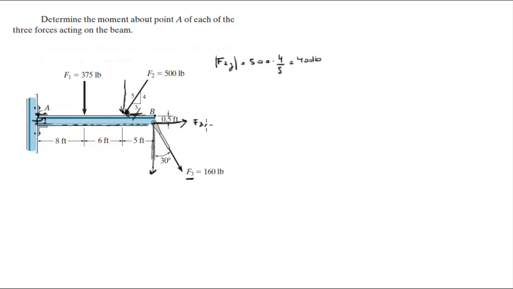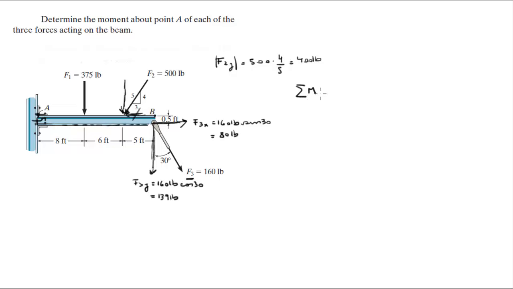So the x component is equal to 160 pounds times the sine of 30, and the y component of F3 is equal to 160 pounds times the cosine of 30. These come out to be 139 pounds and the other one comes out to be 80 pounds. So now that you have all the x and y components that you need to calculate the torque, we can calculate the moment about each one of them.